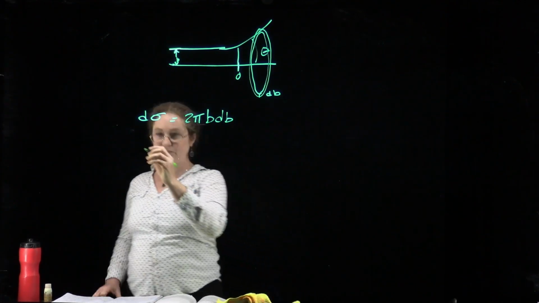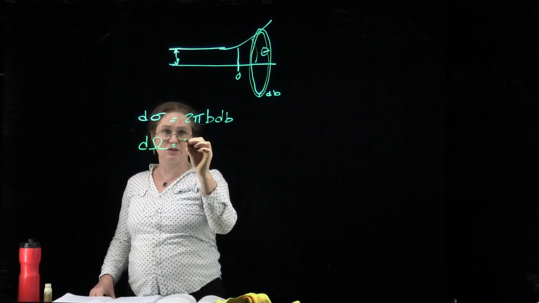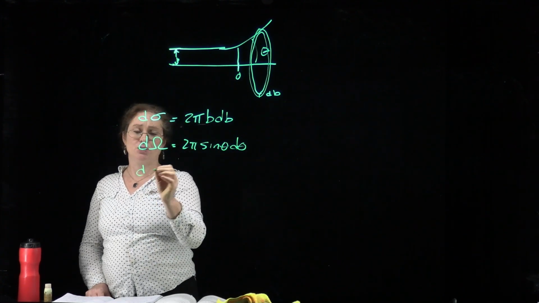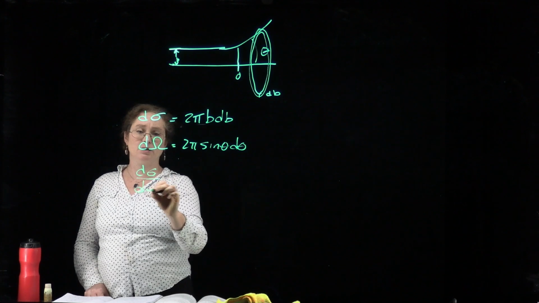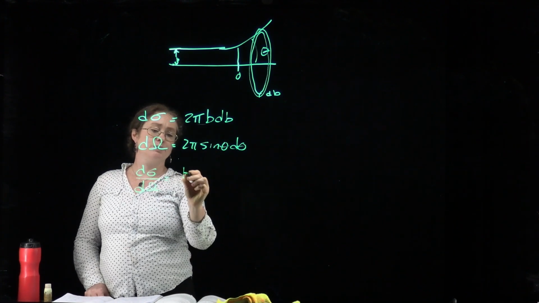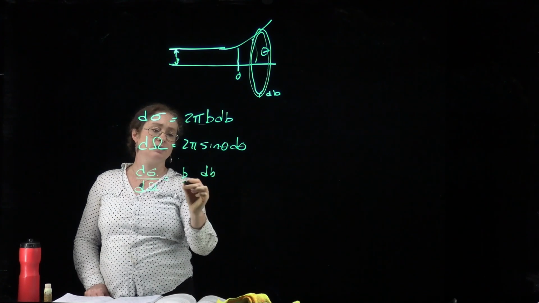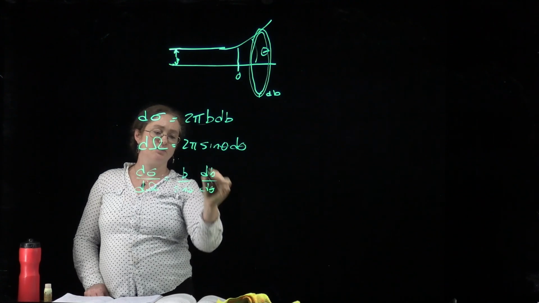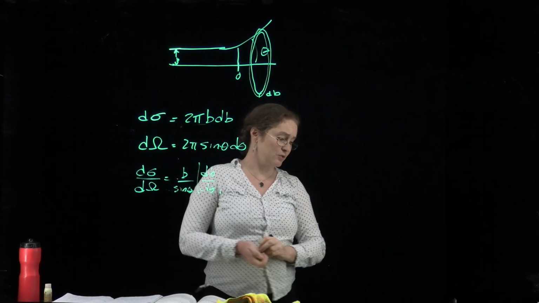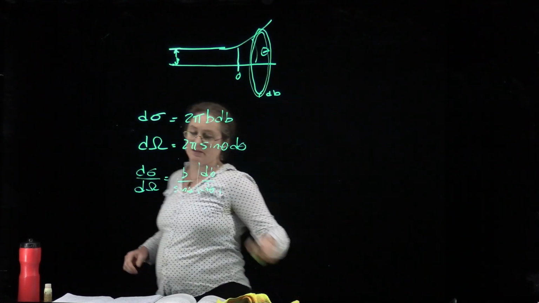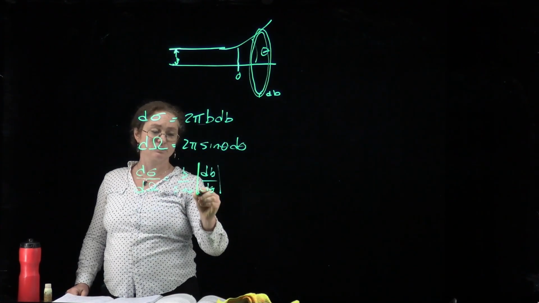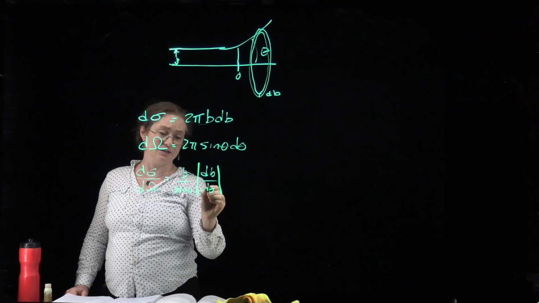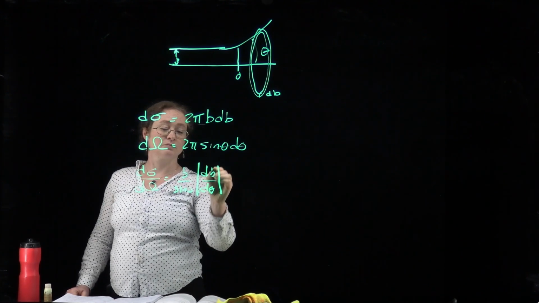This is my d sigma. My d omega is 2 pi sine theta d theta, and then I'm going to take the ratio of those two equations. D sigma d omega is b dB over sine theta d theta. And here I have to take an absolute value sign because this derivative can be negative, but the cross-section, because it is an area, has to be positive.